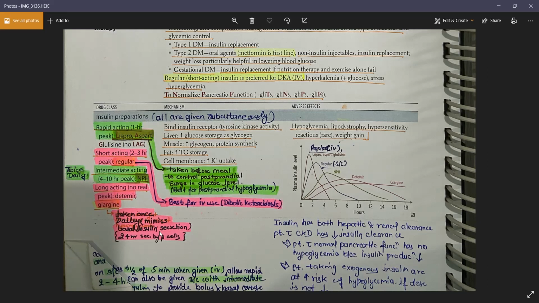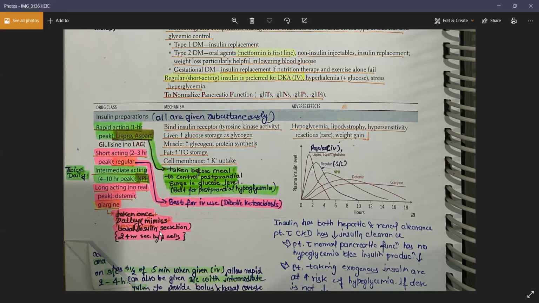Okay, so any doubts so far? Could you please explain once more the reason why we give regular insulin in diabetic ketoacidosis?